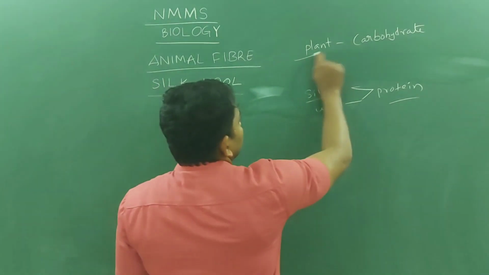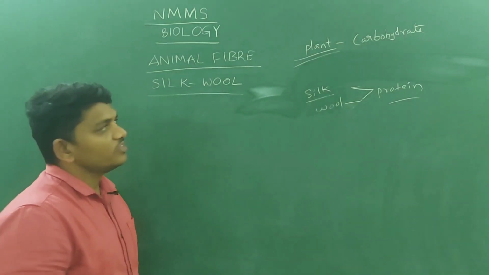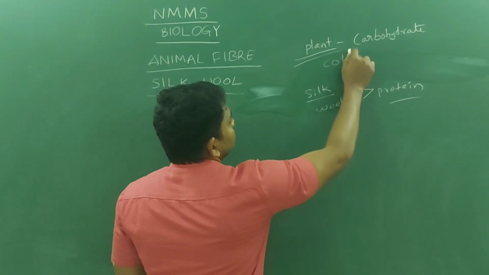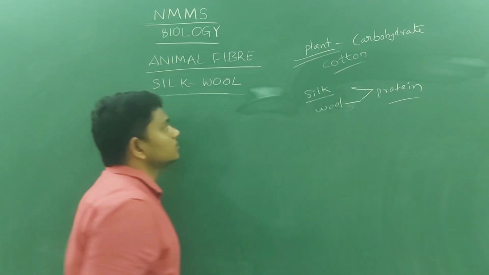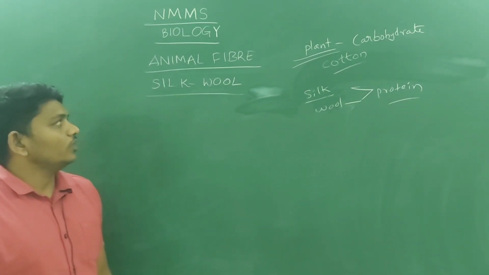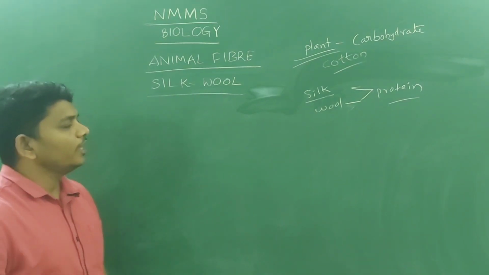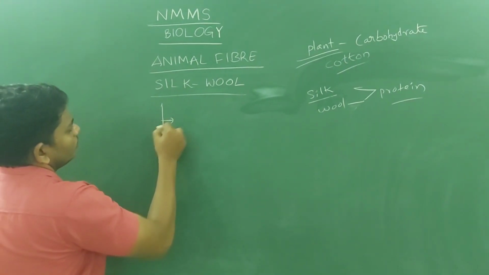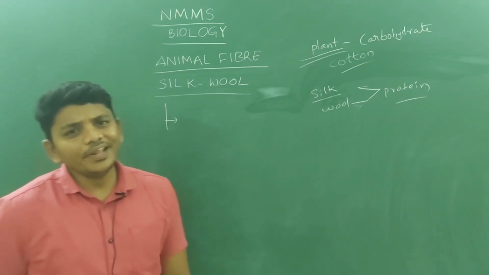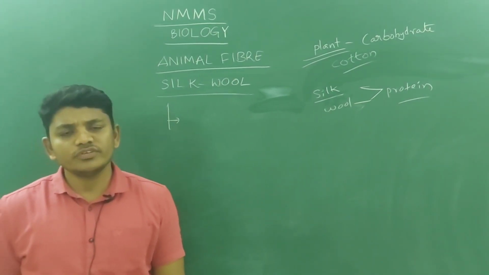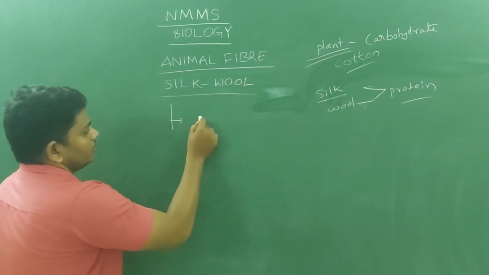You know, the best plant fiber is cotton. Okay, so let us discuss silk and wool today. You know, rearing of silk is called sericulture.